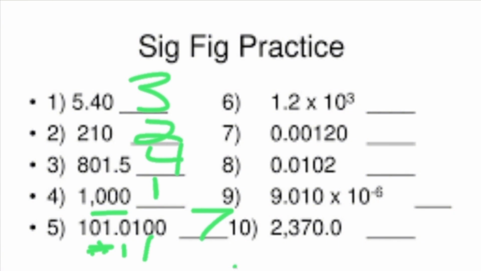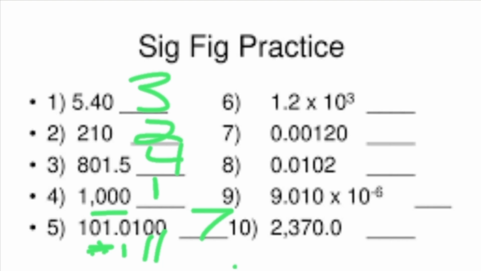So these zeros here at the end are also being measured out to. So those are going to be significant as well because, yes, they are trailing zeros, but they are after that decimal. So they will be significant in the end. So 7 significant figures for number 5.